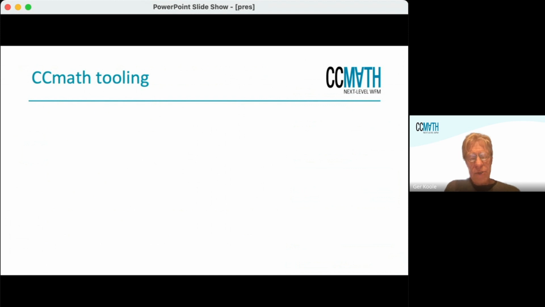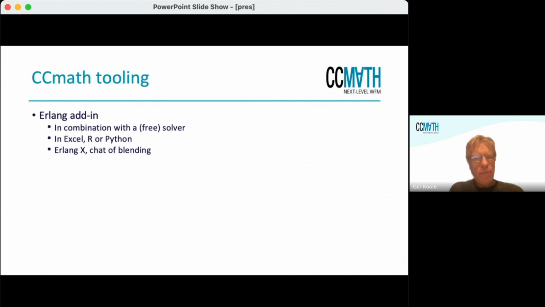One slide about CCmath tooling. We have at CCmath a number of tools in which these type of things are implemented. Of course, you could do exactly what I just showed you with your own data, and perhaps try to extend it, so you can work with the Erlang add-in and then combine that with a free solver. I showed you how that works in Excel. You can do that locally on your own computer, but we also have interfaces with Python and R programming languages.